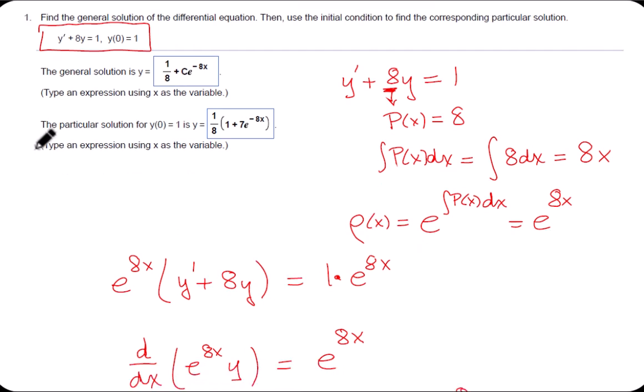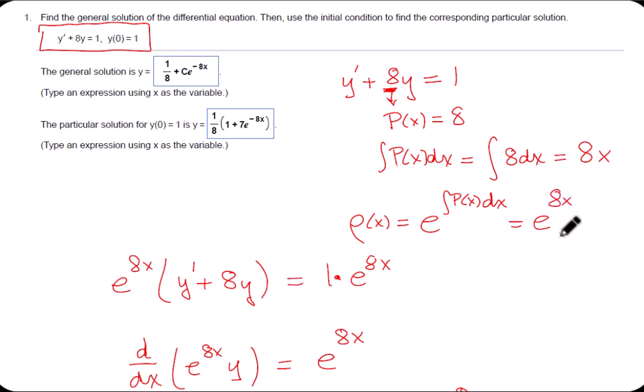In question 1 here, we have y prime plus 8y equals 1. We have an initial condition, y at 0 is 1. So it's already in a good format: y prime plus p of x y equals q of x. So p of x is 8. The integral of 8 is 8x. Don't worry about the arbitrary constant. And so my integrating factor is e raised to that, so that becomes e to the 8x.